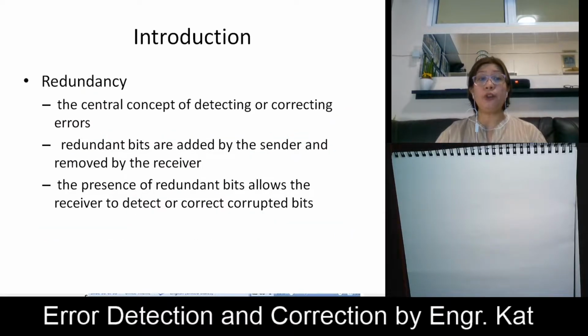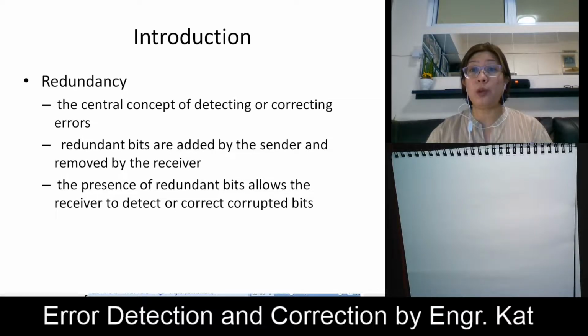We have here another term that is related to our topic for today: redundancy. What do we mean by redundancy? Redundancy is the central concept of detecting or correcting errors. To be able to detect or correct errors, we need to send some extra bits in our data. It is not enough that we just send the original information. Those extra bits are what we call the redundant bits.